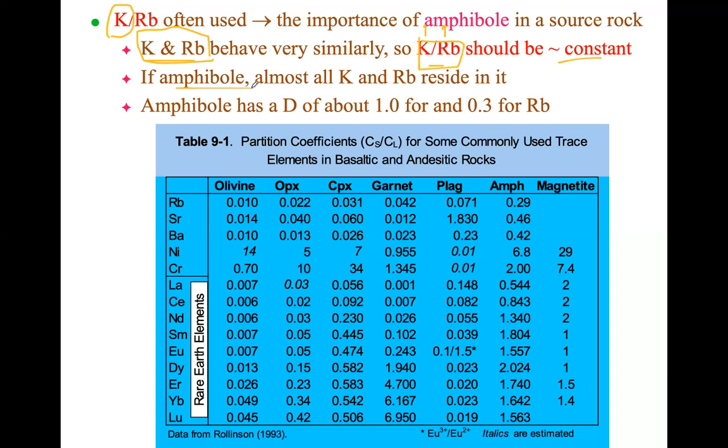So in amphibole, almost all the potassium and rubidium resides in it. I mean, unless you have mica in the rock, all the potassium will be there in the amphibole. So you can see the partition coefficient for amphibole here. Rubidium is 29. Potassium is very much higher than that. It is not shown here. So that indicates a lot of potassium and rubidium can partition into amphibole. Okay, right.